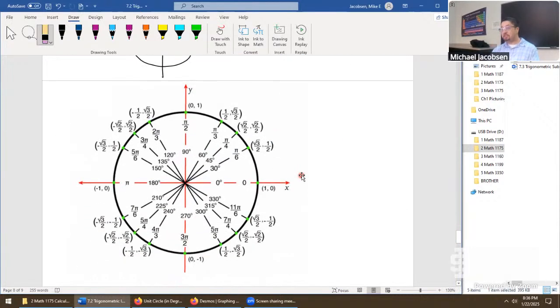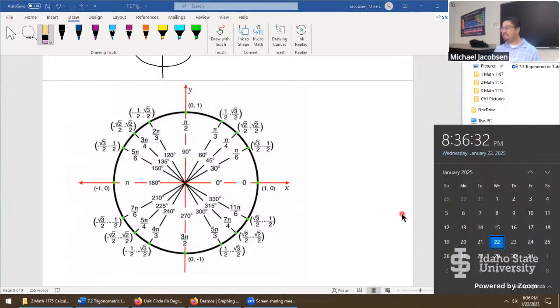We'll have lots more opportunities to do these evaluations, but I think this is a good stopping point for us. We ended right when we're supposed to end. That's kind of rare in this class. We're usually going to be right around 8:37.